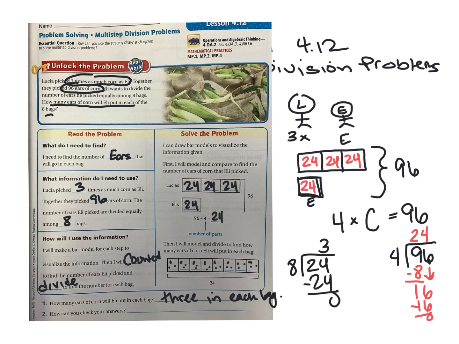I did the 8 times 3 to see if it equaled the 24 that he did. And 8 times 3 does in fact equal 24 ears of corn. So he split the 24 ears of corn into 8 equal groups and got 3 in each bag.